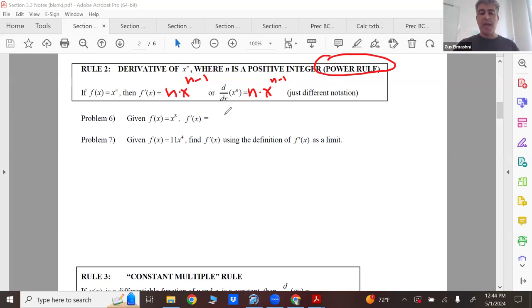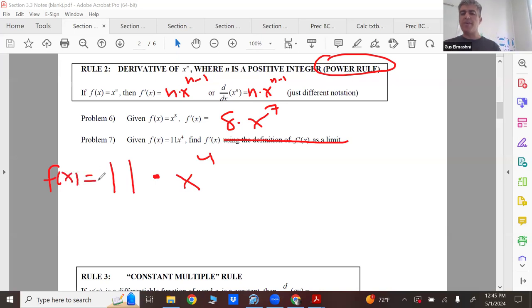So what's this one going to be? 8 times x what power? Boom, done. Now, if a constant, don't worry about it. Here's what you're going to do. You're going to push 11 off to the side and do that.